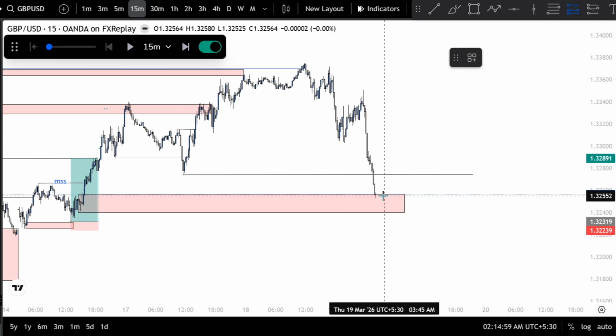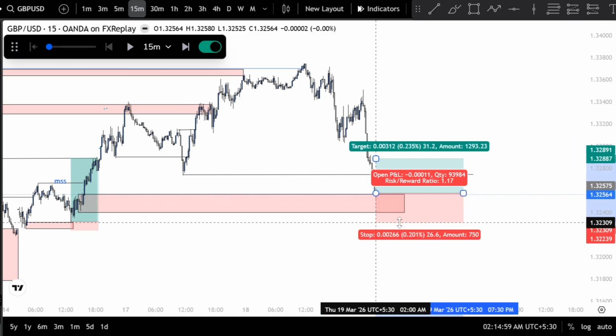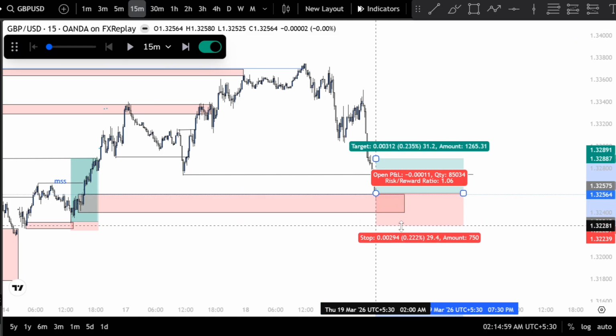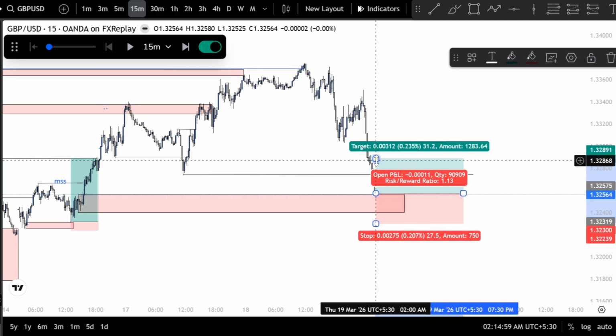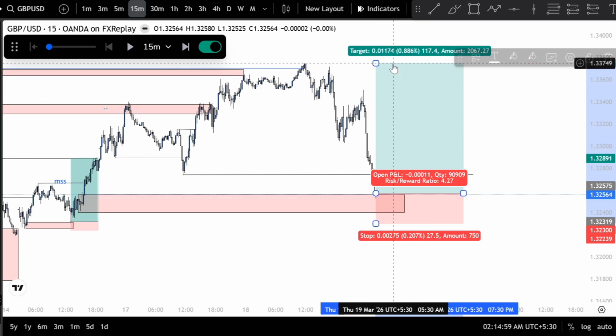But let's just say if you are active here, I'm pretty sure that price is gonna, where's the swing low? This is the swing low. As for the targets, this high, right?